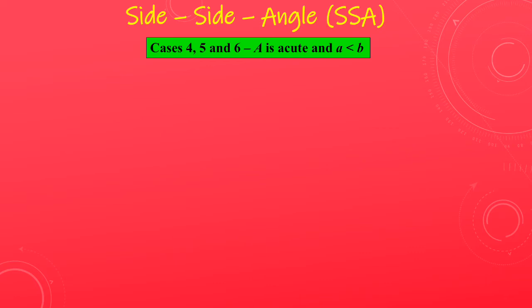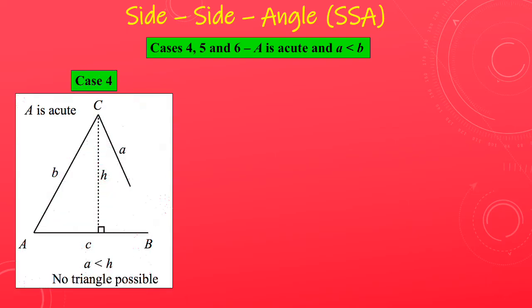Now we still have acute angle A, but now little a is less than little b. We will see that this divides into 3 possible situations, which we will call cases 4, 5, and 6. In all cases, we will draw the altitude, the perpendicular line from C down to line segment AB, and we will call that h. In case 4, notice that little a is less than h. It should be clear that this triangle cannot be drawn. And in case 4, there is no triangle possible.